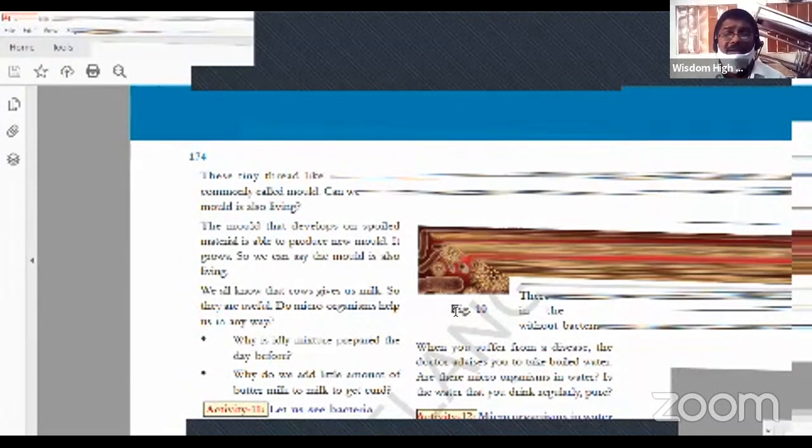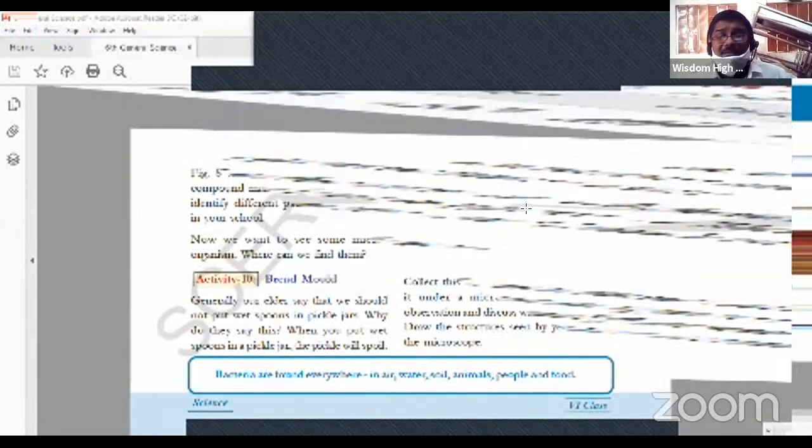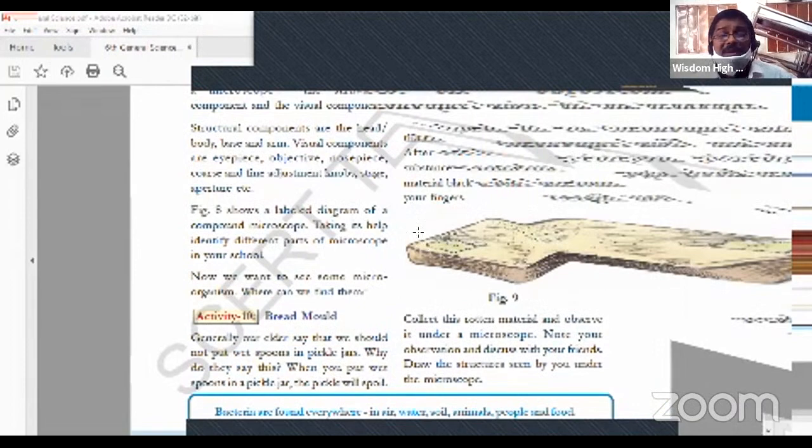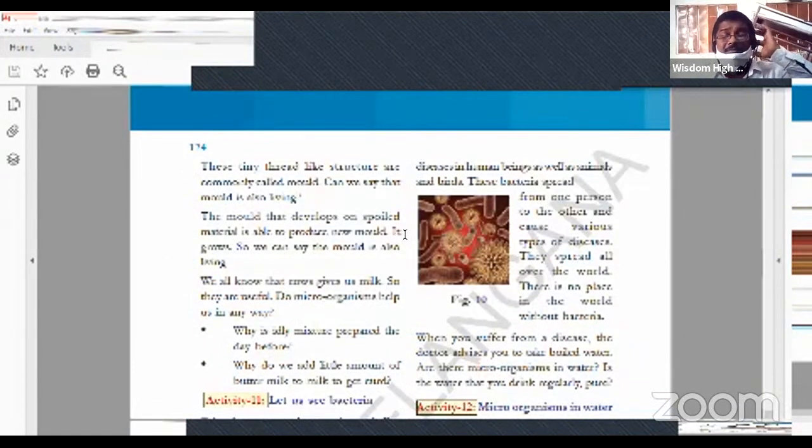After placing the bread for a period of time, for a few days, you can observe a gray color substance over the surface of the bread. This gray color substance after a few days turns into black color. This is said to be bread mold. This is said to be a thread-like structure. What we are observing, that thread-like structure, is said to be mold.